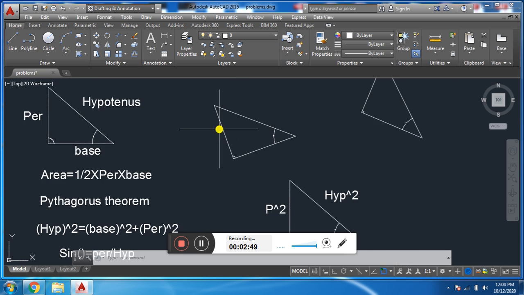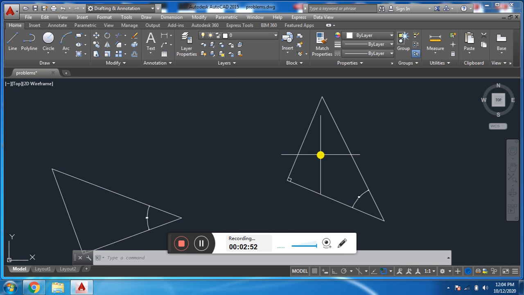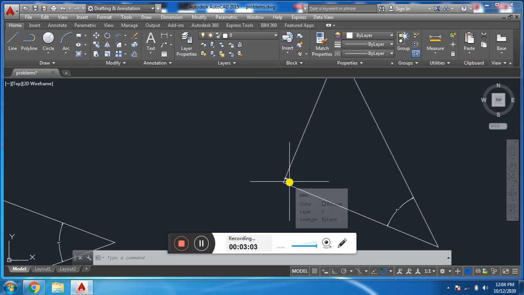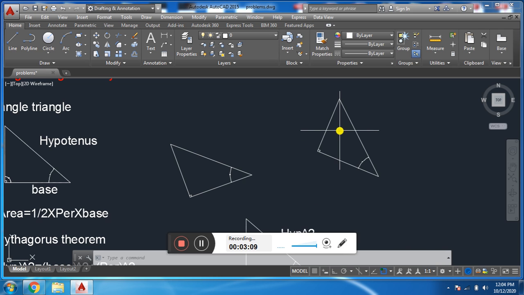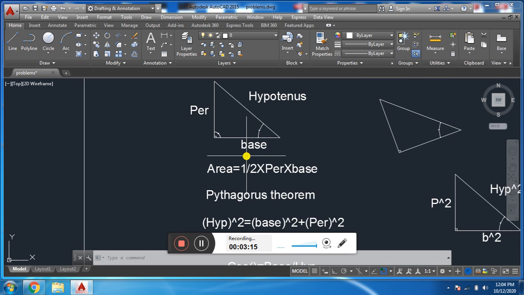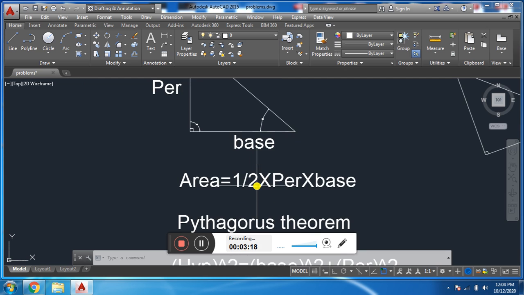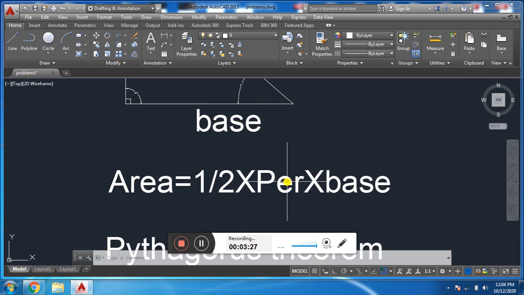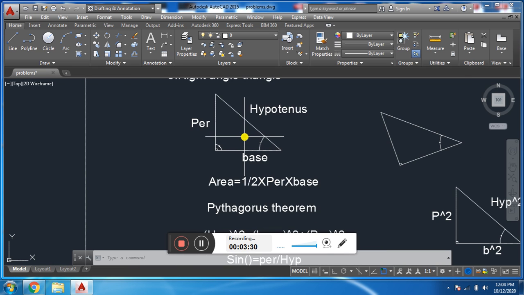This is perpendicular. Similarly, this is another triangle. How can we consider the dimensions? The side opposite to this angle is perpendicular, and the side opposite to 90 degrees is hypotenuse. This is hypotenuse, this is perpendicular, and this will be base. The formula to find the area of a right angle triangle is half into perpendicular into base. If we know the values of perpendicular and base, we can calculate the area of a right angle triangle.